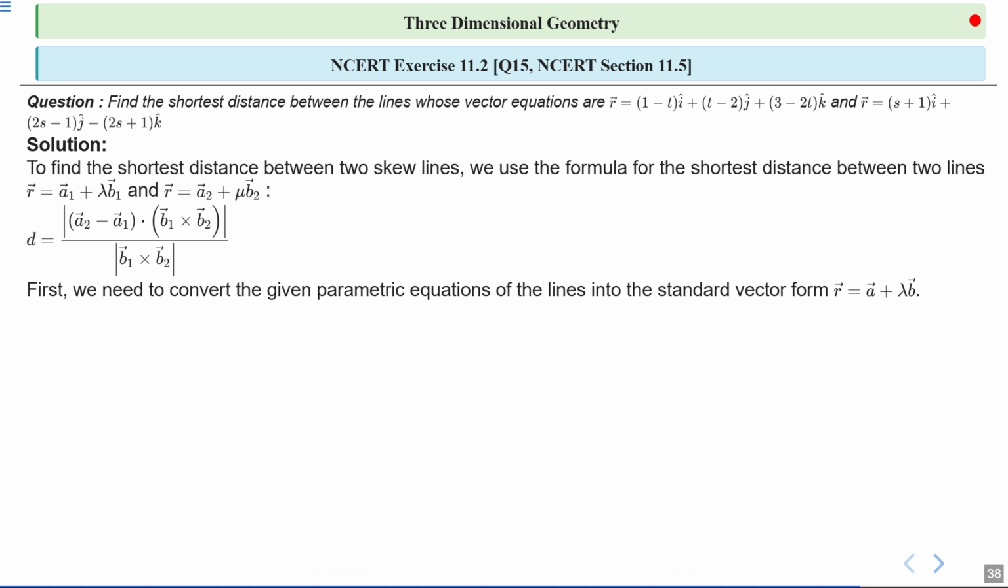So first we need to convert the given parametric equations of the lines into the standard vector form, which is r = a vector plus lambda b vector. Here we have a visual representation to help us understand the setup, right? The diagram shows the two lines in space along with their direction vectors and points.